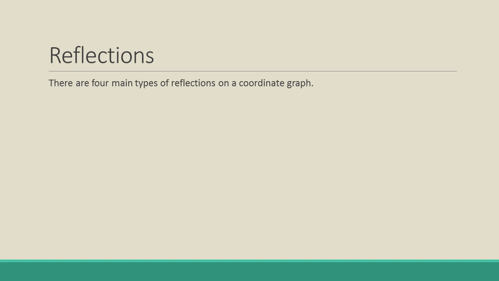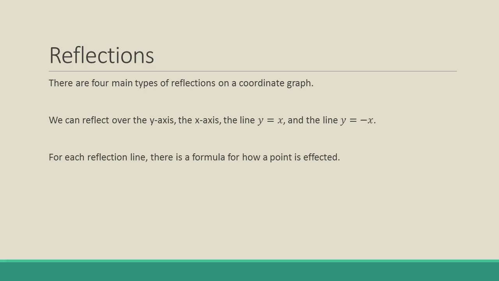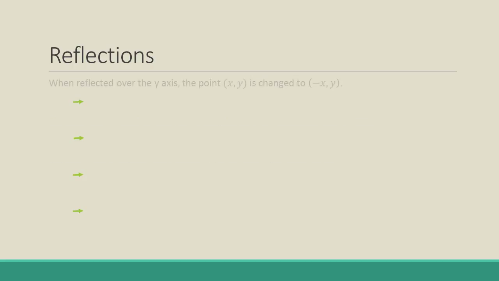So there are four main types of reflections on a coordinate graph. And that's whenever we reflect over the y-axis, the x-axis, the line y equals x, and the line y equals negative x. And so for each line, there's a formula for how it's affected.